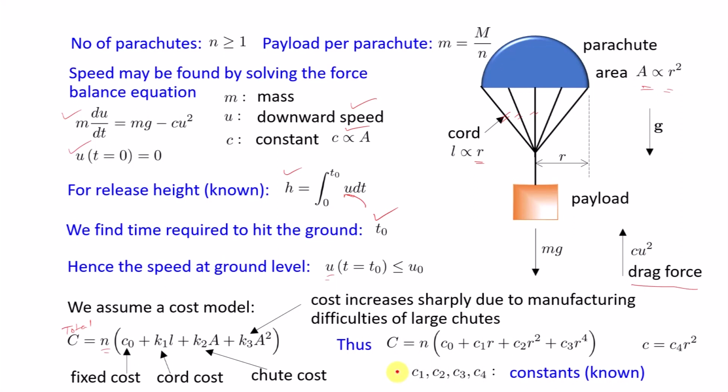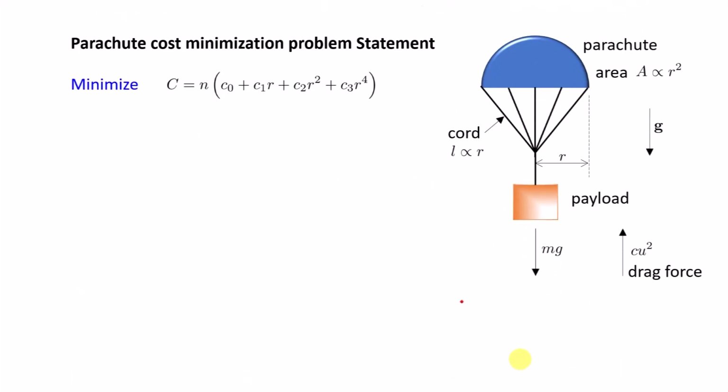So C1 to C4 are all constants, and C4 is coming from the drag force. We have a constant C here, so that requires C4 multiplied by r square. So you can see that cost is now a function of r. Everything else is a constant, and for now we can just assume for simplicity that we know all these constants from C0 to C4. So therefore, the cost minimization problem of the parachute comes like this.